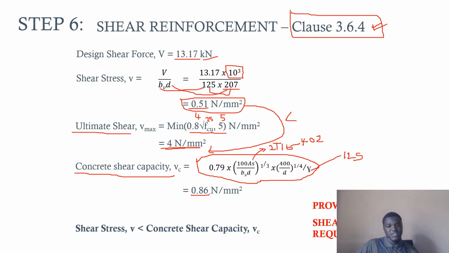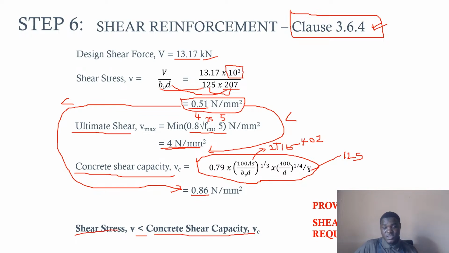So based on this, you can see that our shear stress is also less than the shear capacity. You compare these together. So that's why we have shear stress V is less than shear capacity VC. So based on this, there is no need for us to provide shear reinforcement.